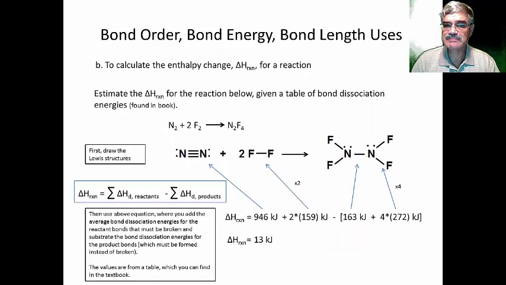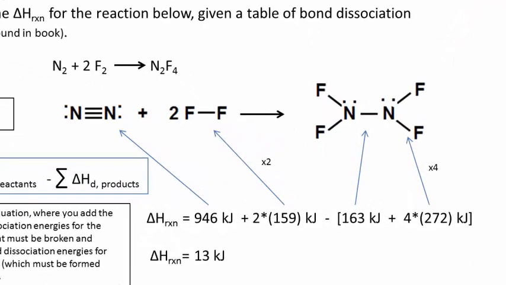Another use of the concepts of bond order, bond energy, and bond length is to estimate the enthalpy change for a reaction. To do this, we have to have a handy table of bond dissociation energies. We have to have the balanced reaction, and we have to draw out the Lewis dot structures for the reactants and products. And I've done this in this example of nitrogen plus 2 fluorines going to dinitrogen tetrafluoride.